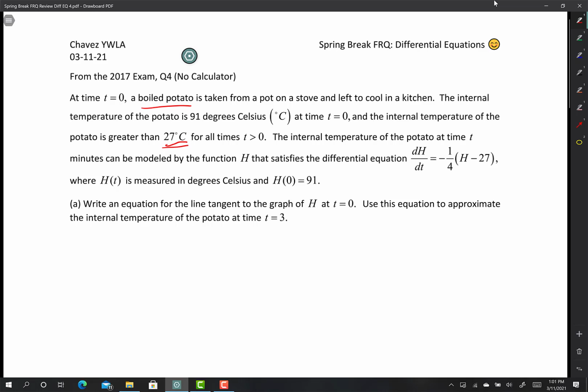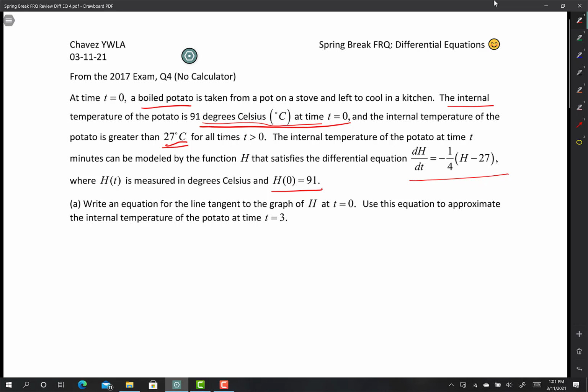The internal temperature of the potato at time t minutes can be modeled by the function h that satisfies the differential equation, where h of t is measured in degrees Celsius and h of 0 equals 91. And they gave us that right here: the internal temperature of the potato is 91 degrees Celsius at time t equals 0. Letter A. Write an equation for the line tangent to the graph of h at t equals 0. Use this equation to approximate the internal temperature of the potato at time t equals 3.